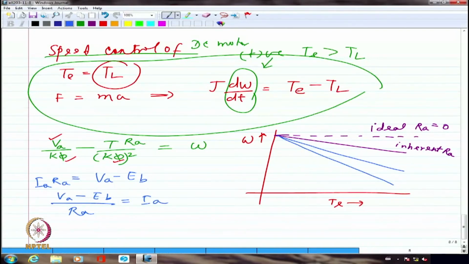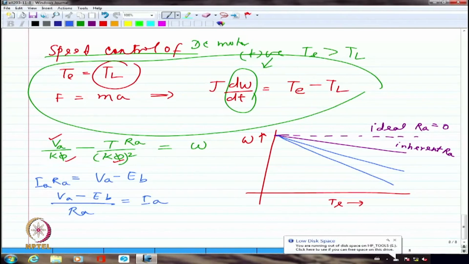I have not allowed the field current to increase. I am keeping the field current fixed. I have applied a particular value of voltage to the field system, so the field resistance is fixed, 150 ohms or 200 ohms. The field current is a constant. I am not allowing it to increase because I am keeping my applied voltage constant. So the field current is not changing.